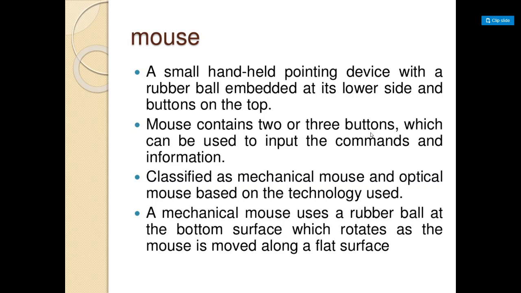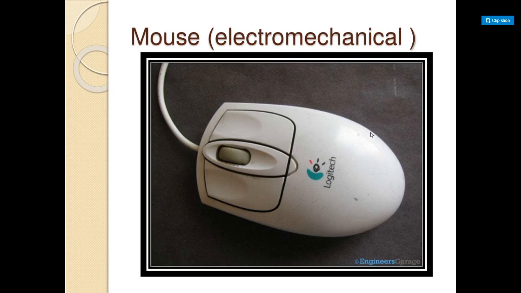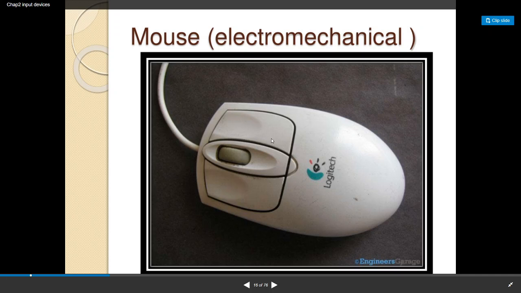Mice are classified as optical and mechanical based on the technology they use. A mechanical mouse uses a rubber ball at the bottom surface, which rotates as the mouse is moved along a flat surface. Just imagine that there is a ball, and upon that you are mounting something, so that you understand how far the ball has moved. So this is how a mouse looks. These are two buttons, and this is the scroll that we use to move.